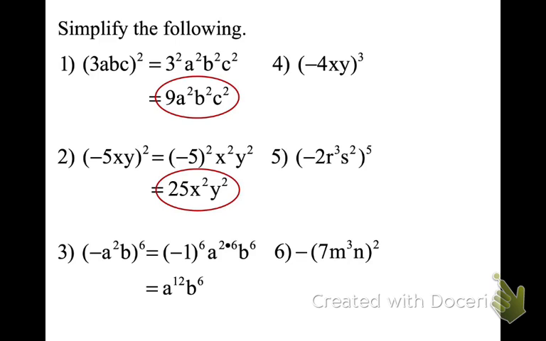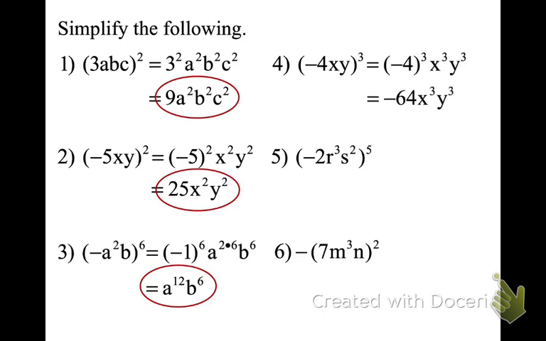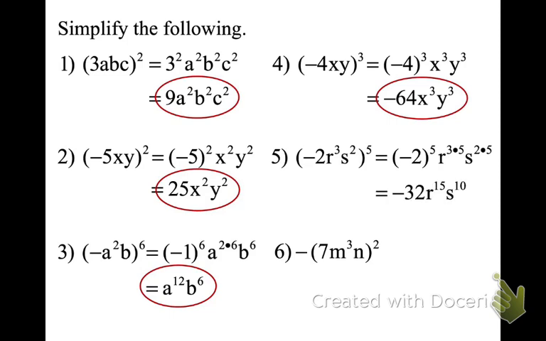Next one, we're doing negative 4 to the 3rd, x to the 3rd, y to the 3rd. It's negative 64 x to the 3rd. It's 3 negatives, so it stays negative. Negative times negative times negative makes a negative. Okay? Negative 2 to the 5th power. Now, is this one going to be negative or positive? It's to the 5th power, so it should be negative. Negative 8 r to the 15th, s to the 10th. And negative 32 to the 5th is negative 32.